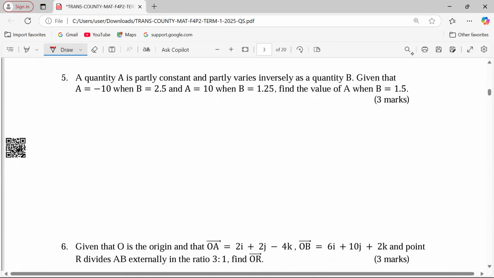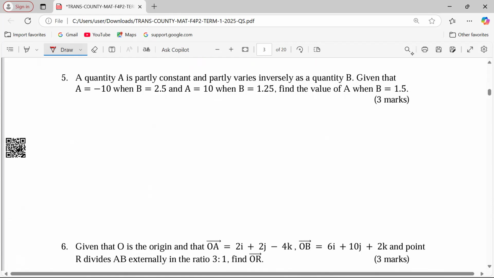Number 5, a quantity A is partly constant and partly varies inversely as a quantity B. Given that A equals -10 when B equals 2.5 and A equals 10 when B equals 1.25, find the value of A when B equals 1.5. This is a partial variation. When you see the word partly, just know that we're dealing with partial variations and not joint variations.